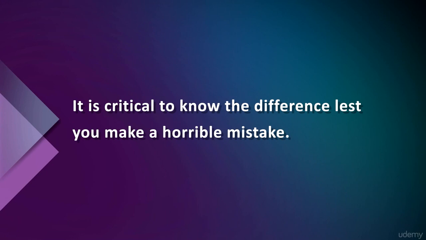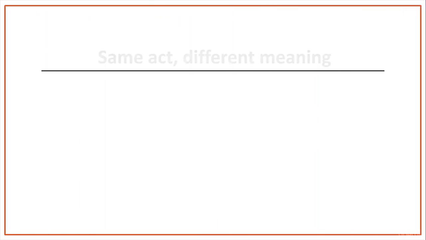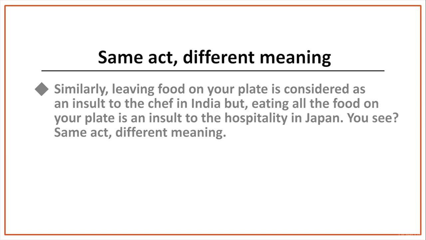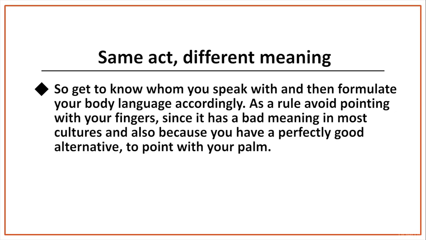For example, the misunderstanding between Arabs and Americans was that the Arabs didn't like the Americans moving away from them while speaking because Arabs view close contact as trust, whereas America views close contact as intimidation and invasion of personal space. Similarly, leaving food on your plate is considered an insult to the chef in India, but eating all the food on your plate is an insult to the hospitality in Japan. So you see, same act, different meaning. So get to know whom you speak with and then formulate your body language accordingly.